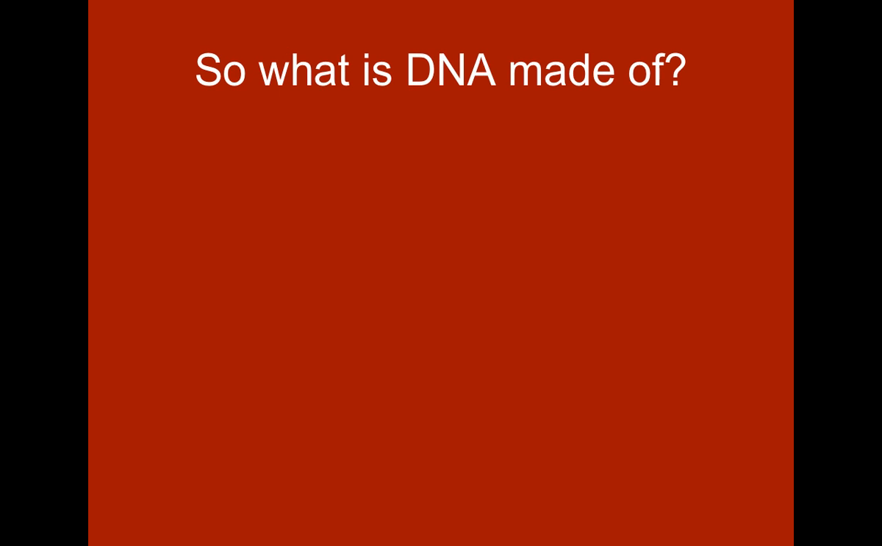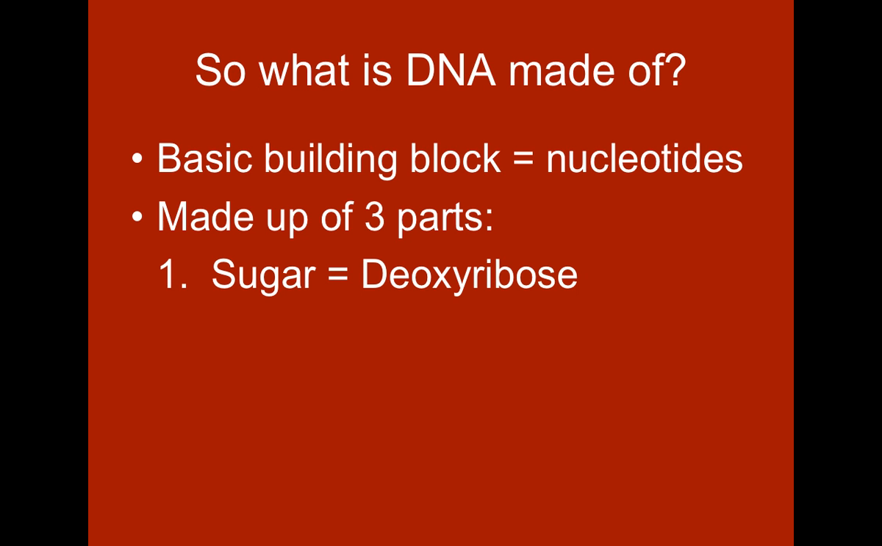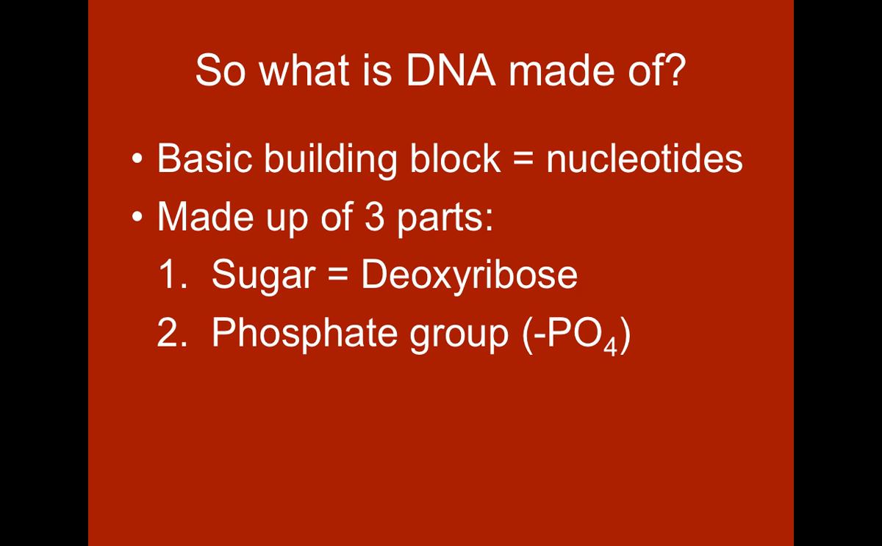So let's take a look quickly here at what exactly is DNA. The basic building block of DNA is a monomer called a nucleotide. And this nucleotide has three parts: a sugar, which is deoxyribose, and that's the D in the DNA, the phosphate group, which is designated as a PO4, and a nitrogenous base.